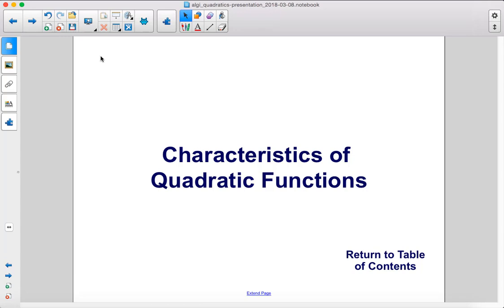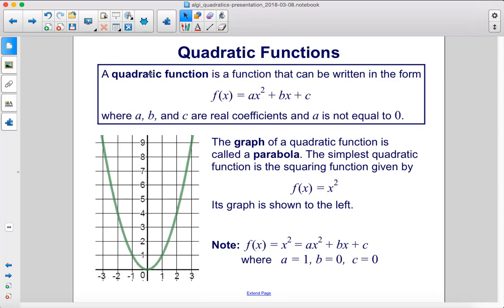Characteristics of quadratic functions. A quadratic function is a function that can be written in the form f of x equals ax squared plus bx plus c, where a, b, and c are real coefficients and a is not equal to 0. The graph of a quadratic function is called a parabola. The simplest quadratic function is the squaring function given by f of x equals x squared.